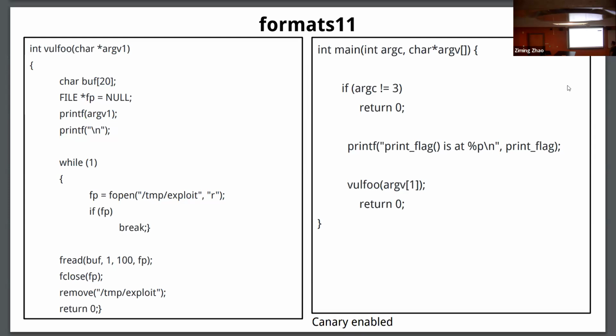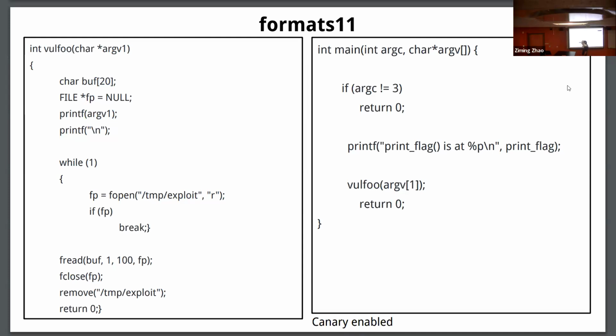Just more code reuse. The main function calls a function called vol_foo. Vol_foo takes the second command line argument, or the first one, depending on whether your index starts from 0 or 1, as input. Canary is enabled here. So vol_foo has a canary. It has a small buffer, 20 bytes, and a function pointer. Then there is a printf, and the argument is from the user. So here we have a format string vulnerability because the format string is controlled by the user. After that, we just print a new line.